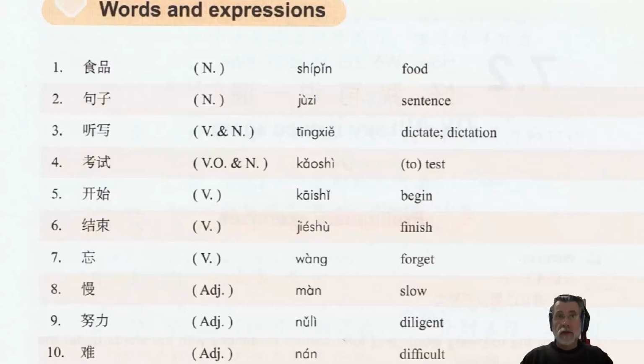This is Contemporary Chinese Revised Edition, Volume 2, Lesson 7, Words and Expressions, Part 2.